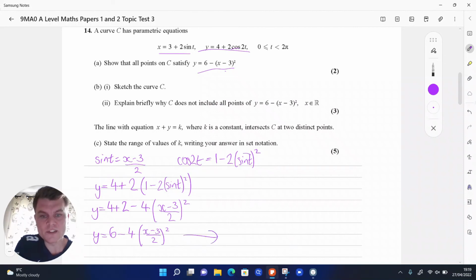And then your final step is to expand that last bracket. What we've done there is we've squared that denominator, which is 4, and of course 4 times anything with a denominator of 4 will just cancel those out. And we're left with the equation y equals 6 minus (x minus 3) all squared.